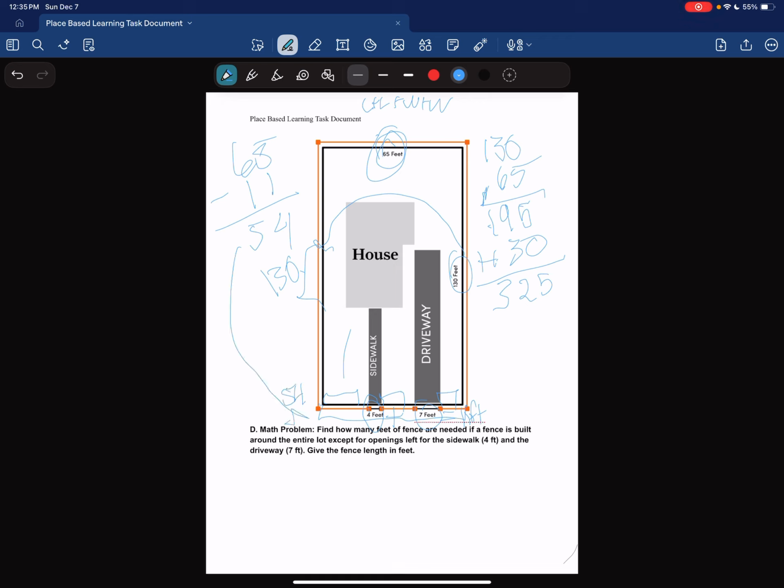Now, we're going to put the 54 over here, and we're going to add it to 325. So adding this together, 5 plus 4 is 9. 2 plus 5 is 7. 3 plus 0 is 3. So our total fence length here is 379 feet. Same thing we got on the last problem. And those are two ways I know how to solve them.